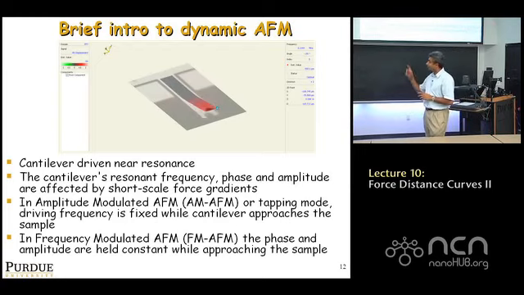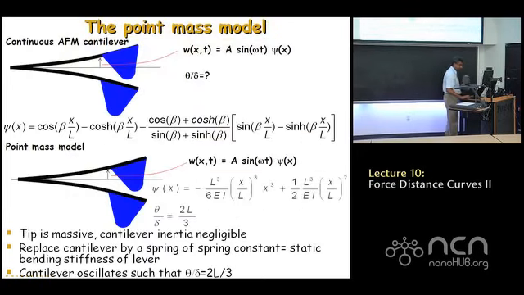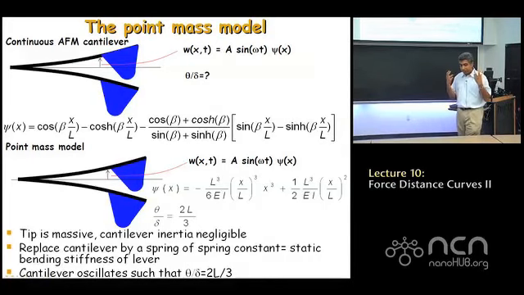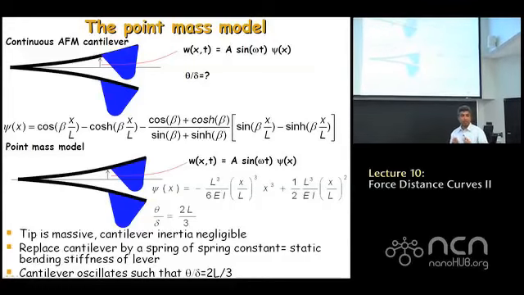So in FM AFM, what you do is you scan. Not only do you keep amplitude constant, you also keep frequency shift constant, you keep the phase of the oscillator constant. You scan with 3 feedback loops when you do frequency modulation. Very complicated stuff, right? Anyhow, this is a brief introduction to dynamic AFM. This is the point I was trying to raise, that if you look below, when you try to think of, okay, well, we're going to move to dynamic AFM, how are we going to think about modeling it?